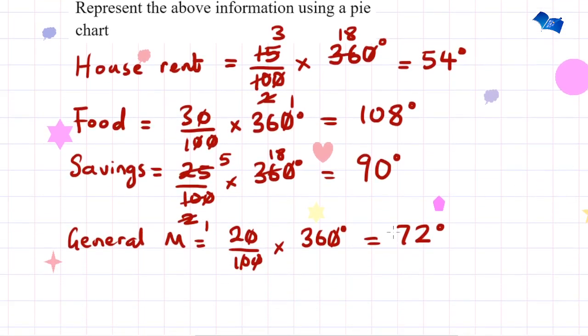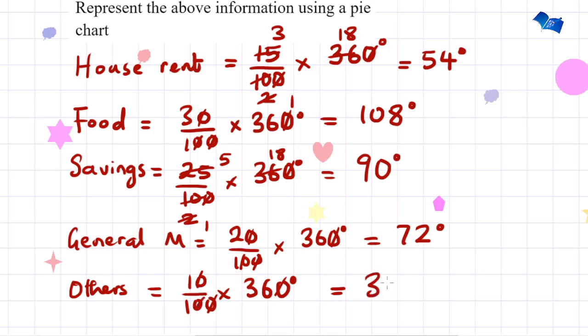Now others. Others is 10%. Others equals 10% times 360 degrees. This 0 cancels this 0. We have 36 degrees. Good. So these are the angles or the degrees that each of these items will take.